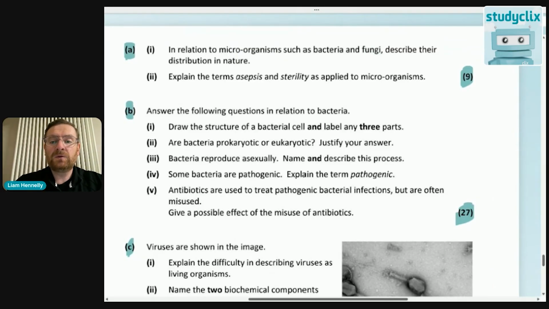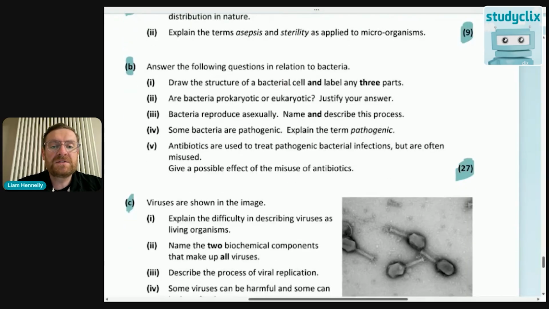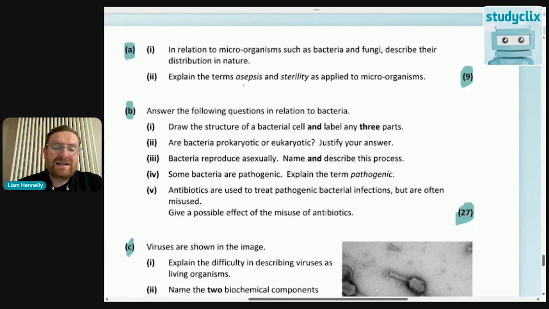And then you can see here that it says, explain the terms asepsis and sterility as applied to microorganisms. They are italicized, so they're asking you to define these words, and each of those would be worth 3 marks. The next thing that we need to move on to then is drawing diagrams.